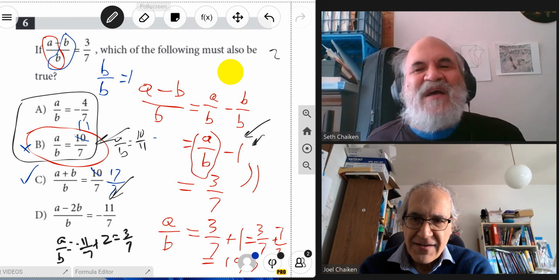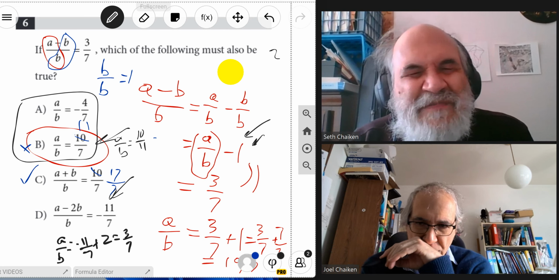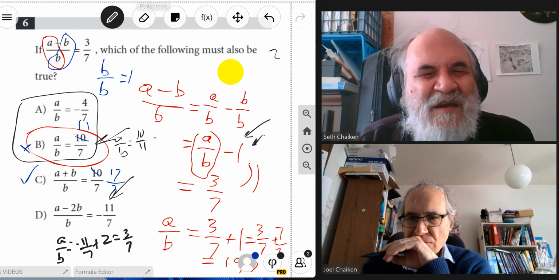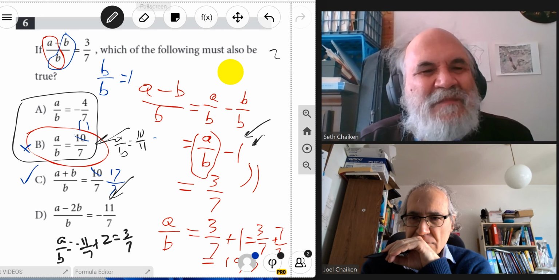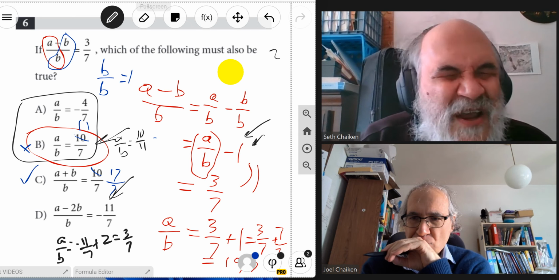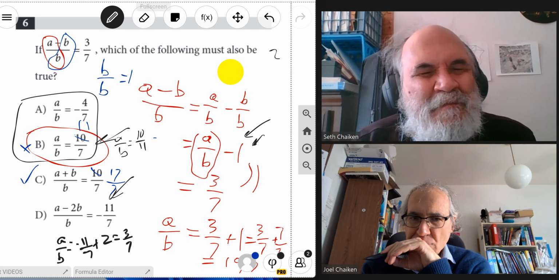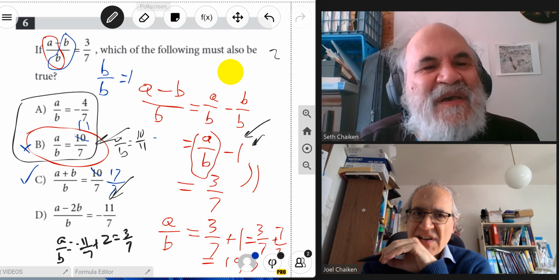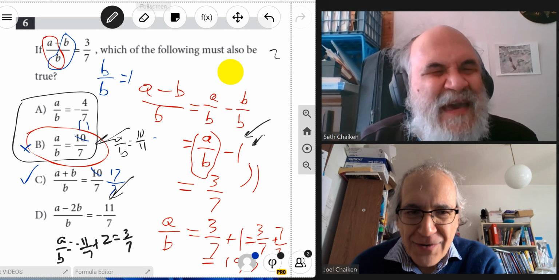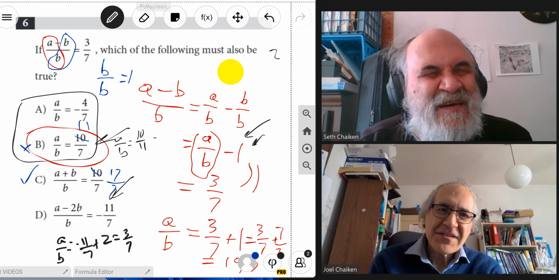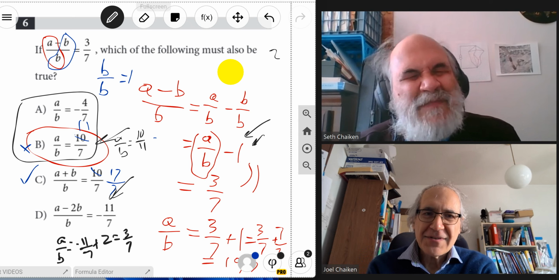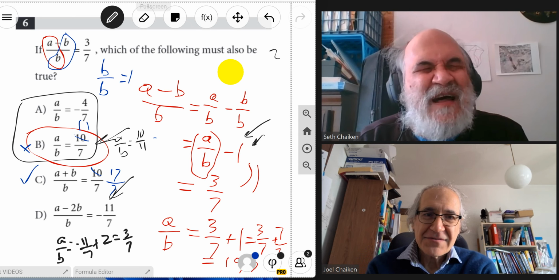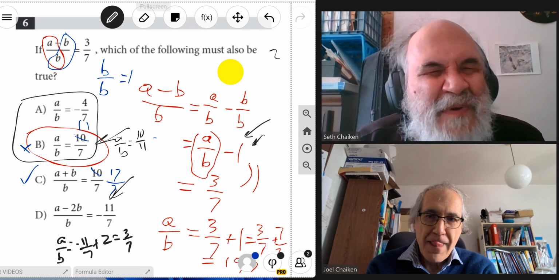But what I did was, after I solved for A over B, I started at the beginning and checked which one is consistent with A over B is 10/7. And they happened to make it easy by making it immediate. No, I did not see that A over B was 10/7 at the very beginning.